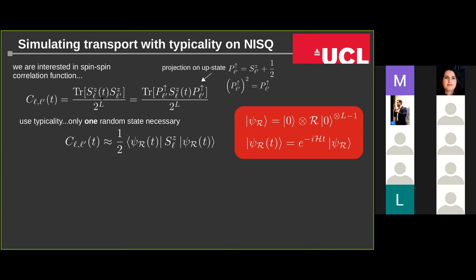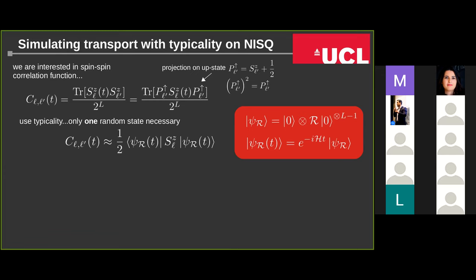You can rewrite it in this form, and then you can again use typicality to approximate this trace. And what you end up with is that the correlation function between these two spins is basically the expectation value of your local spin within this projected subspace. So you project onto the subspace where this one reference site is projected to the up state, and then you do the time evolution. So you do some quench, if you wish, and you calculate the expectation value, and this corresponds directly to the correlation function. So you only need to evolve, if you wish, one state in time. In the beginning, I showed you some construction where you have to evolve two states in time. Here it's only one state, so it's a bit more efficient also.